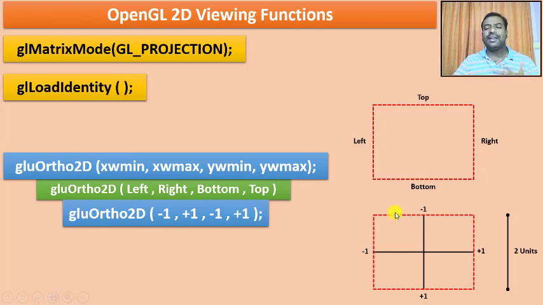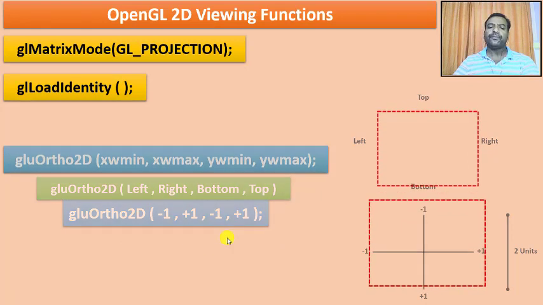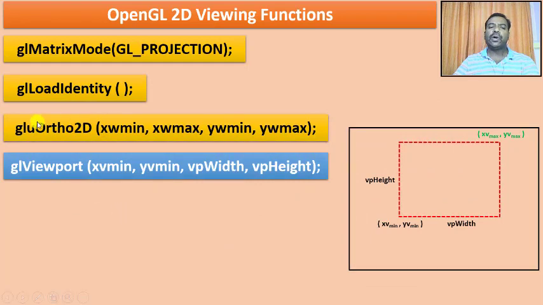I can set any clipping window now, any coordinate system or coordinate values, by just changing the parameter values here. I can give negative values, I can give positive values, I can give any value here. These need not always be the same value. You can set your coordinate system on the clipping window by passing any parameters of your choice to this function, gluOrtho2D.